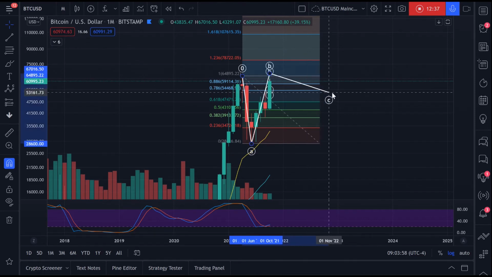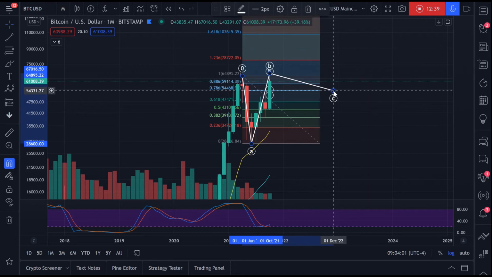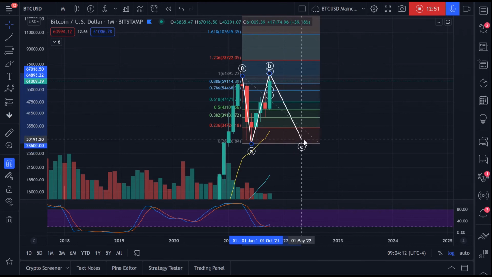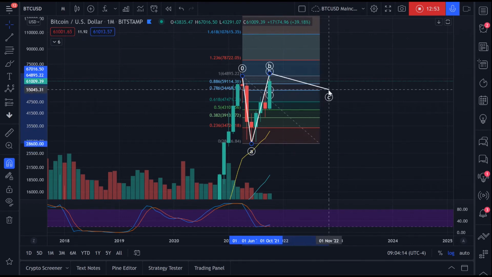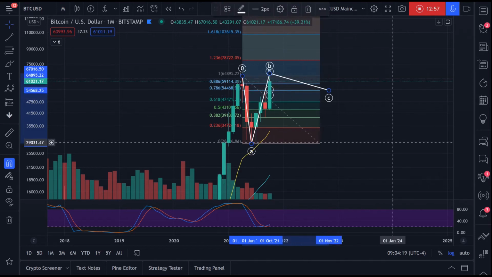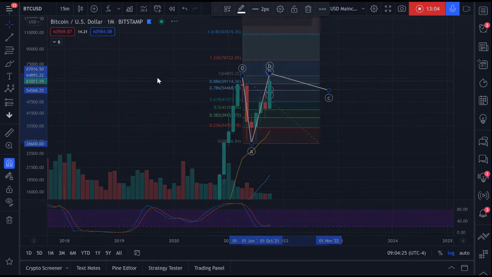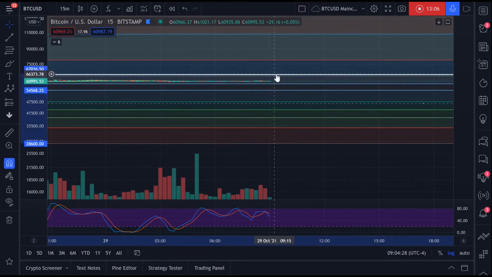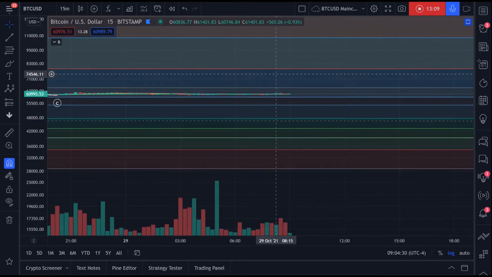It will take a considerable amount of time, okay? We will stay there for quite some time to consolidate. That's how you'll know, okay, we may be printing a running C wave. If you don't see us just start nuking down, then it's going to be a sideways correction. Lots of chop, okay? So that's it for Bitcoin on the larger time frames. Smaller time frames, let's talk about that really quickly. All right.